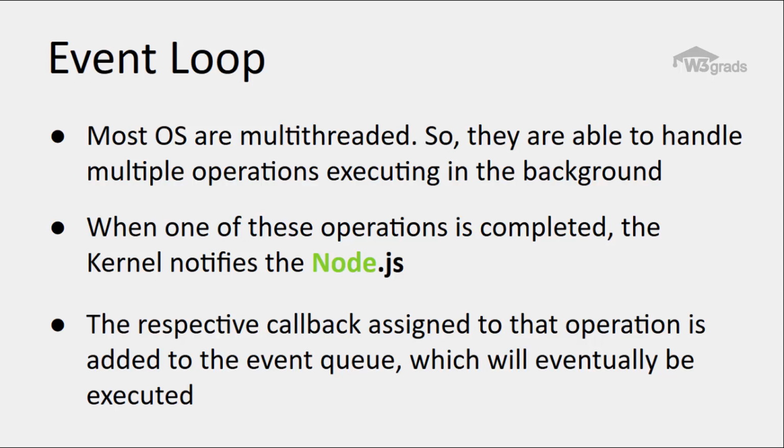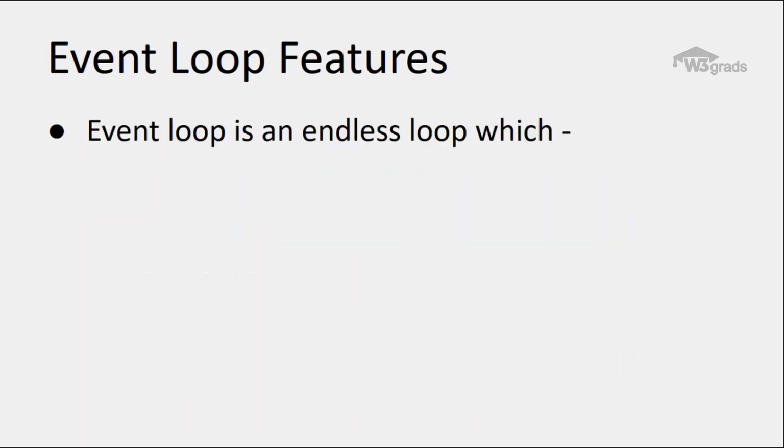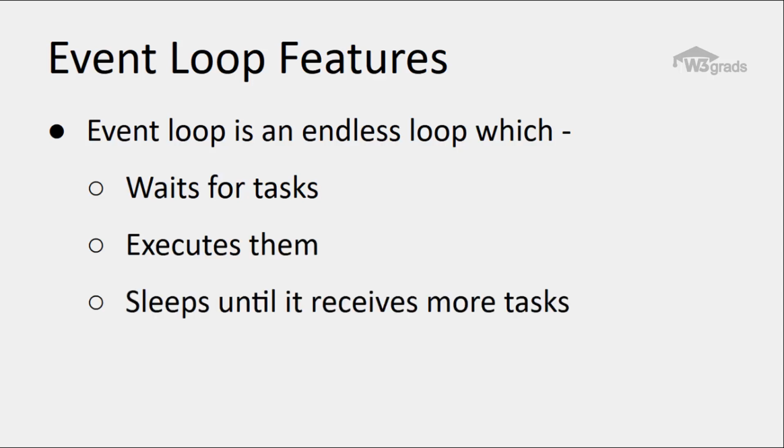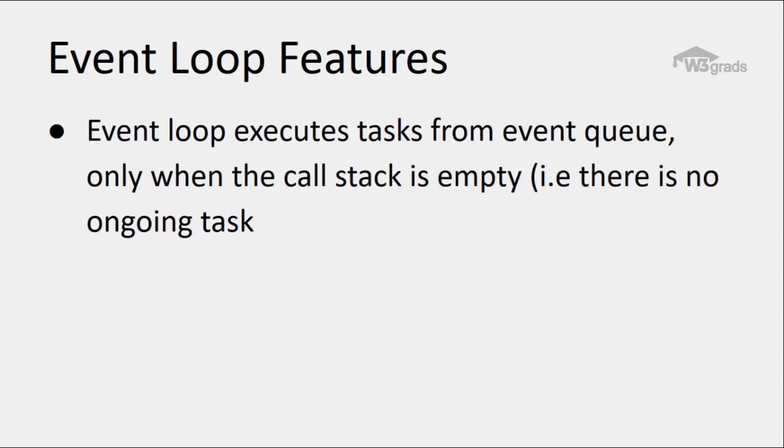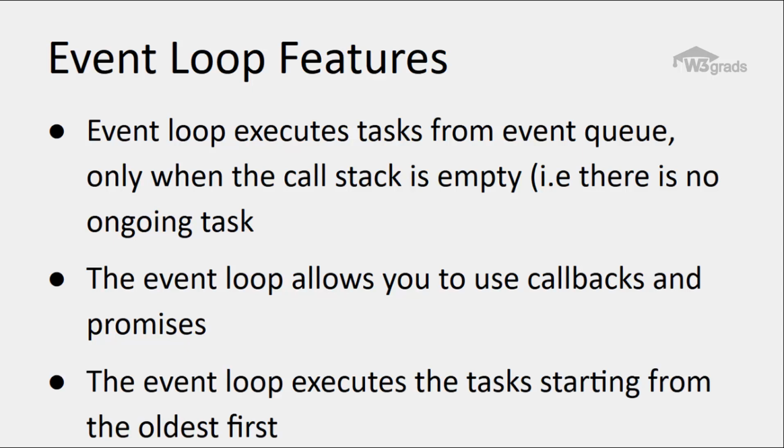So, let's proceed further, and take a look at the features of event loop. Event loop is an endless loop, which waits for tasks, executes them, and then sleeps until it receives more tasks. The event loop executes tasks from the event queue only when the call stack is empty, that is, there is no ongoing task. The event loop allows us to use callbacks and promises. The event loop executes the tasks starting from the oldest first.